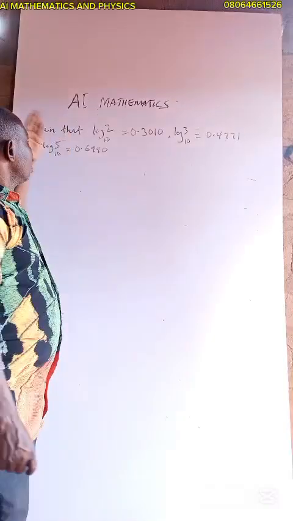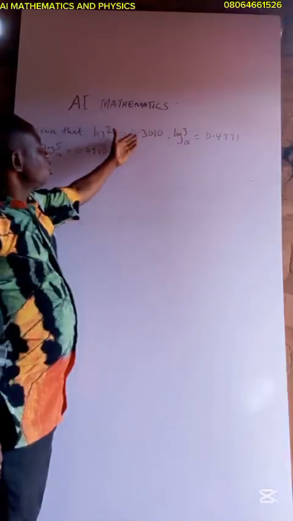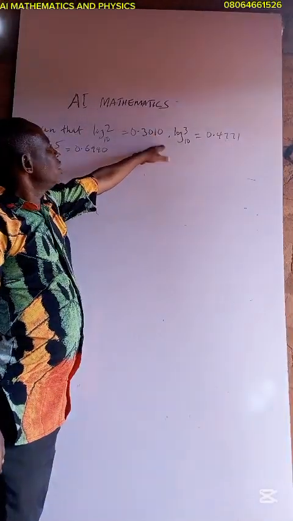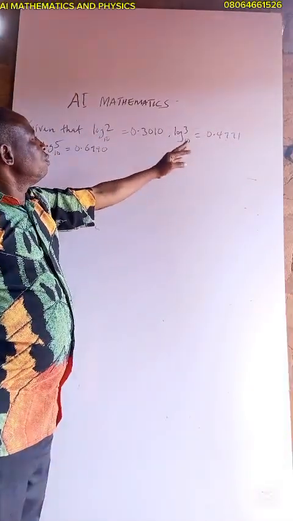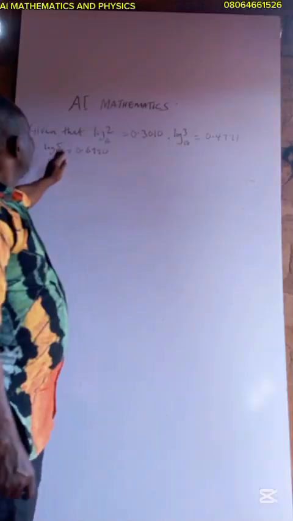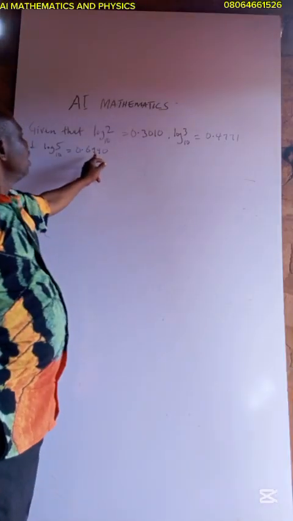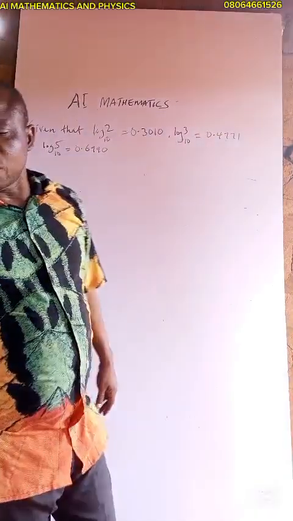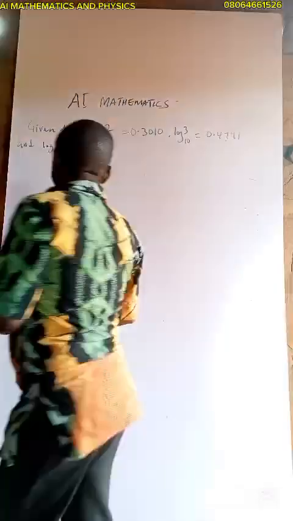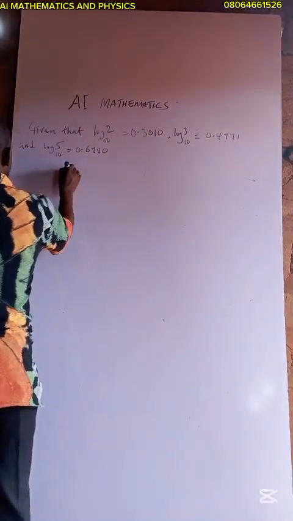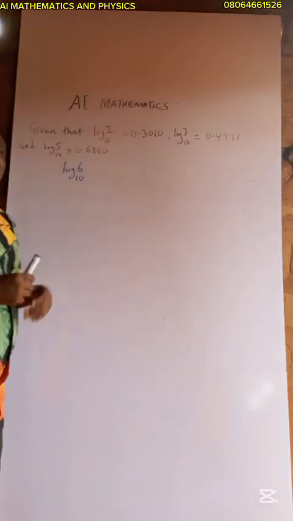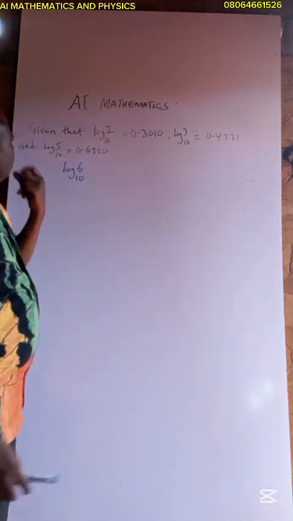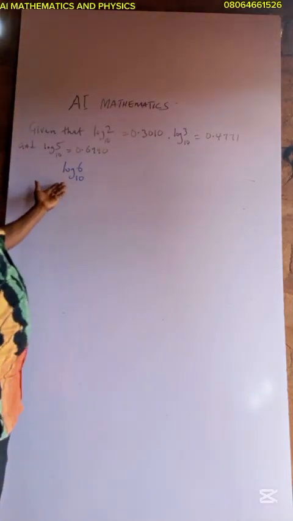Given that log 2 base 10 equals 0.3010, log 3 base 10 equals 0.4771, and log 5 base 10 equals 0.6990, the first thing we have to find is log 6 base 10. This kind of question, they like it. It is a very simple question.